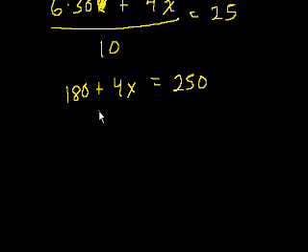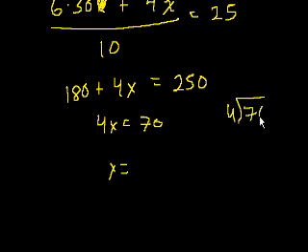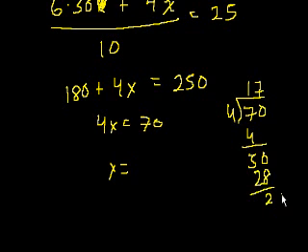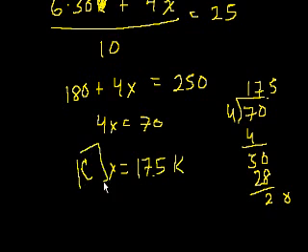All right? 4x is equal to 250 minus 180, which is 50, and then you have another 20, it's equal to 70. And then you have x is equal to, let's see, 4 goes into 70, 4 goes into 7 once. 7 minus 4 is 3. 4 goes into 30, 7 times. 7 times 4 is 28. Goes into 20, 5 times, and that's the decimal. So 17.5, and we're dealing with thousands. So $17,500. And that's choice C.